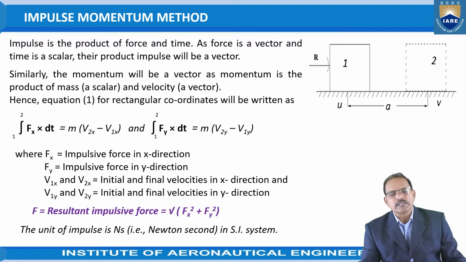Here F represents the resultant impulsive force. It is obtained by the integration of the square root of Fx square plus Fy square.